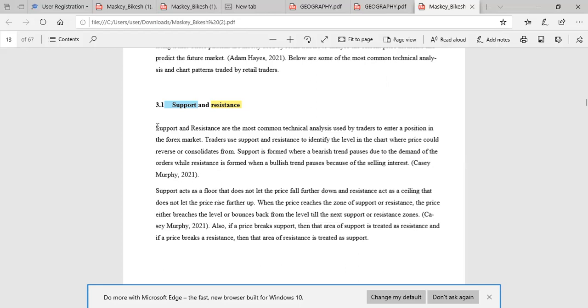So I said support and resistance are the most common technical analysis used by traders to enter a position in the forex market. Traders use support and resistance to identify the level in the chart where price could reverse or consolidate. So let's hang it there.